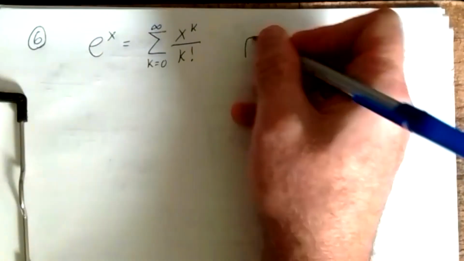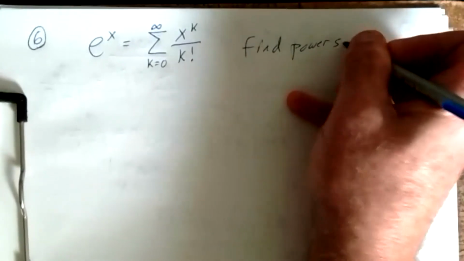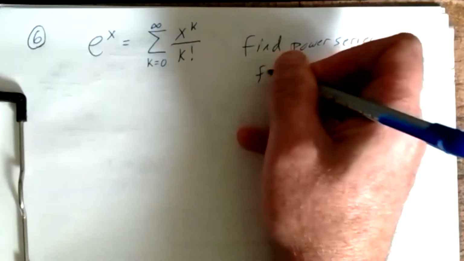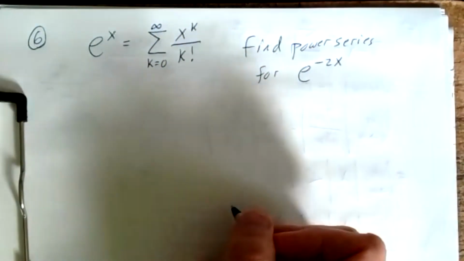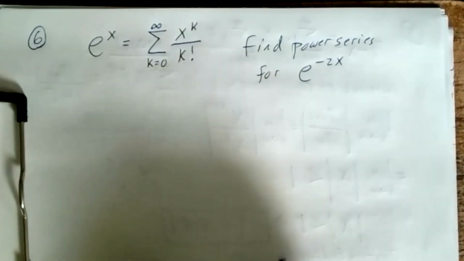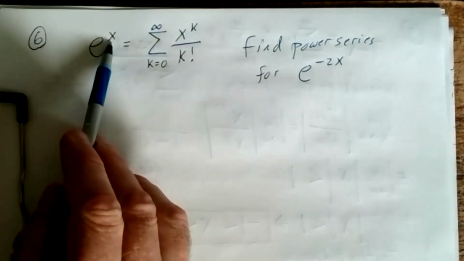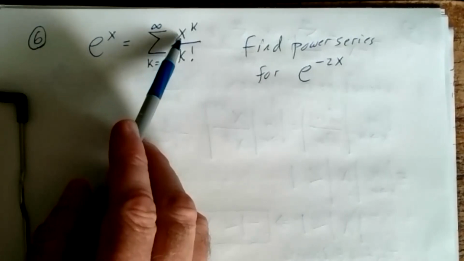Now, they want us to find the power series for e to the negative 2x power. Well, here's what we can do. You agree I can literally replace x here with negative 2x. And so therefore, wherever I see x in my power series, I can replace x with negative 2x.